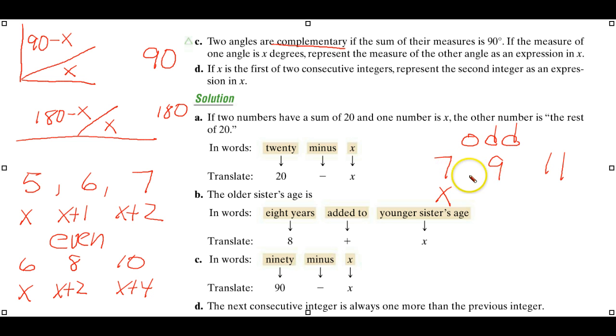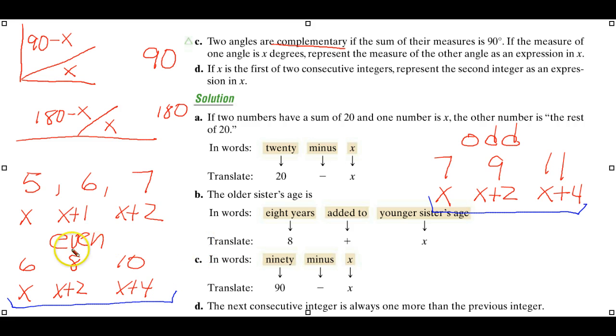Well, how many do we have to add to 7 to make it 9? 2. x plus 2. And then how many to 7 to get 11? x plus 4. And you might say, well, wait a minute, this and this are the same. Now, the key to it is what you define as your first integer. If your first integer is even, you add 2 to get the next even. If your first integer is odd, by adding 2, you get the next odd. And then the algebra takes care of it. This is the wonder of algebra here. Okay.